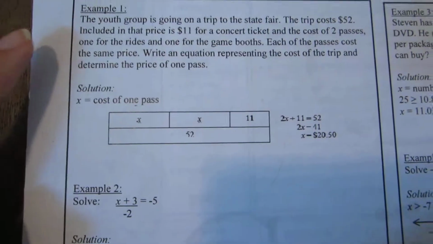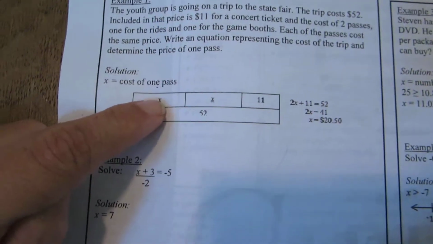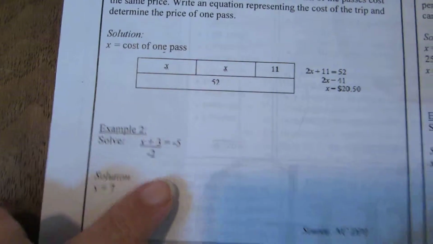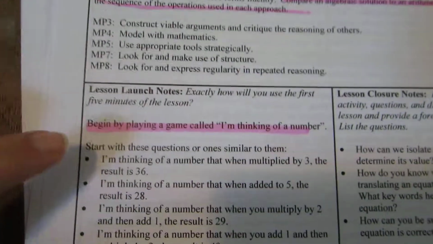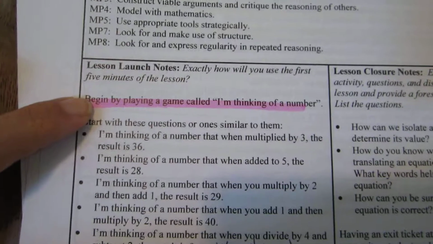And I look at the examples, and it looks like we have some modeling, we have some negatives, and we have some decimals. So I always like to keep that in mind. These are the mathematical practices that they claim to address. I just highlighted some things as I went through that I liked.